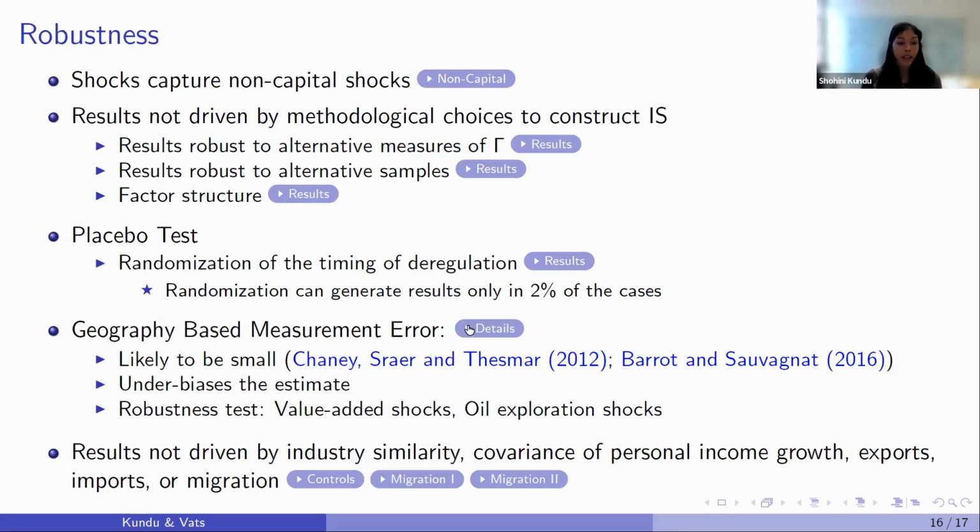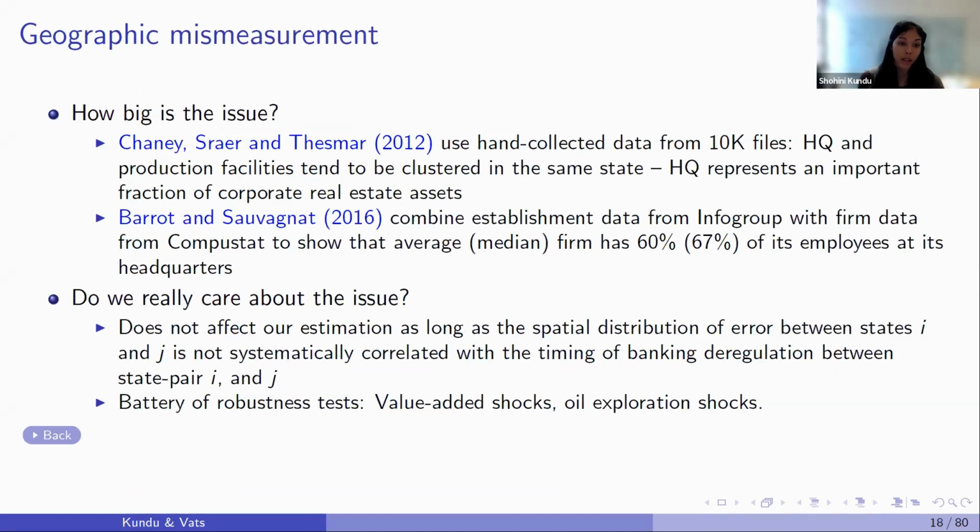The last concern that you may have is geography-based mismeasurement error. So a common concern is that we rely on data from CompuStat to identify state-level fluctuations. And oftentimes, headquarters don't align with where the majority of operations take place. So past work has found that headquarters and production facilities tend to be clustered, and headquarters represent an important fraction of real estate assets. It's also found that the majority of employees of a given firm also tend to work at the headquarters. Now, even if this is not true, the issue is not important to us as long as the spatial distribution of error between states I and J isn't systematically correlated with the timing of deregulation between two states.